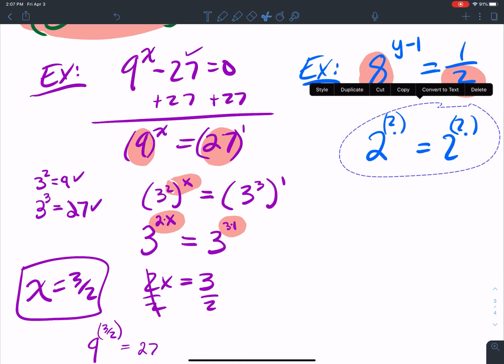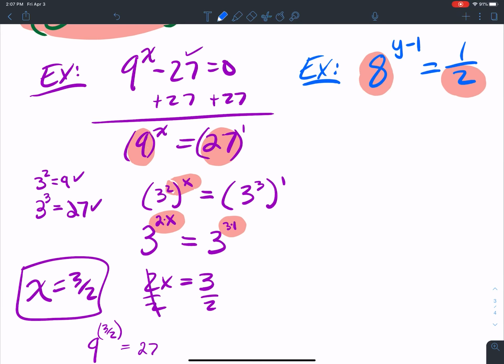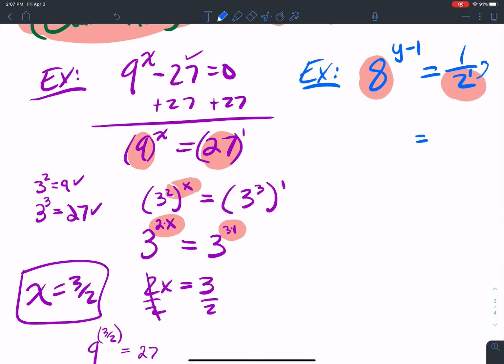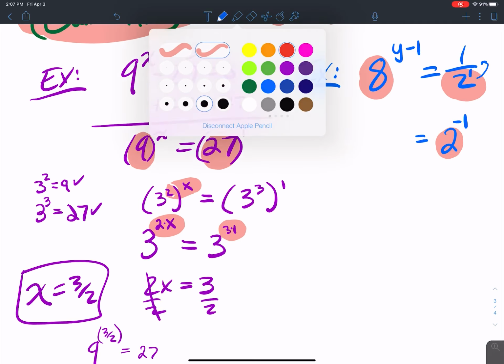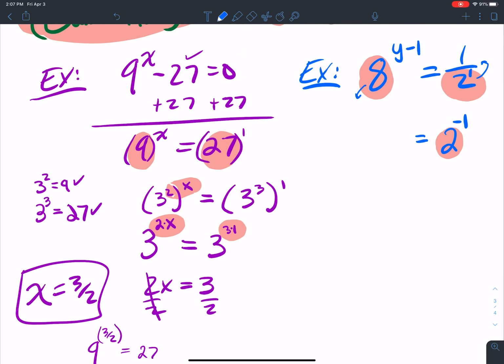Now, the right side's not as bad. How can I rewrite 1 over 2 to the positive 1? I can do the reciprocal, flip it up, but when I do the reciprocal, what happens to the exponent? It changes sign, right? From positive to negative. Okay, so we got a base of 2 over here. How do I rewrite 8? Well, I know 8 is the same as 2 cubed. So I got 2 cubed raised to what exponent?